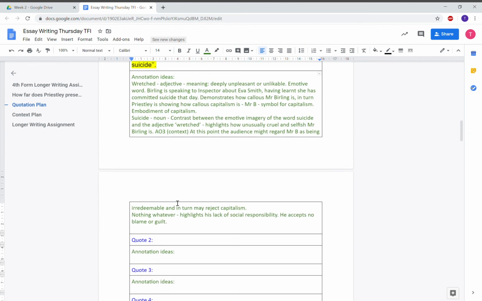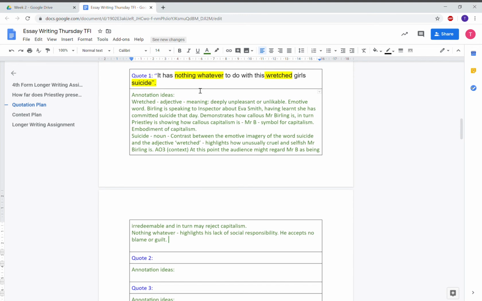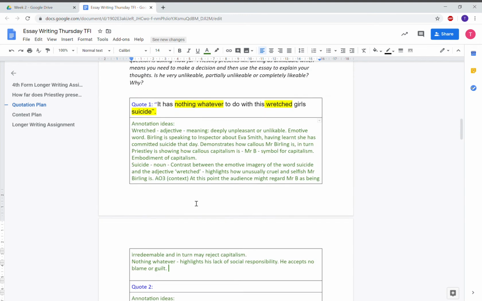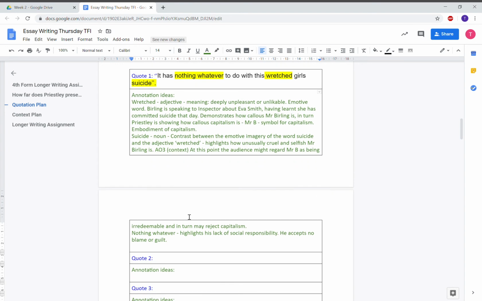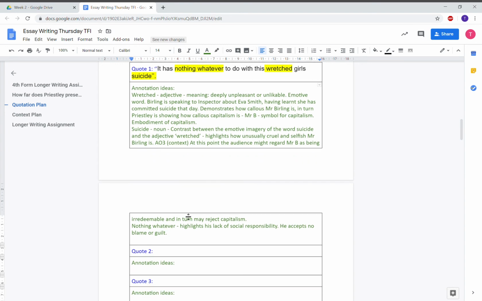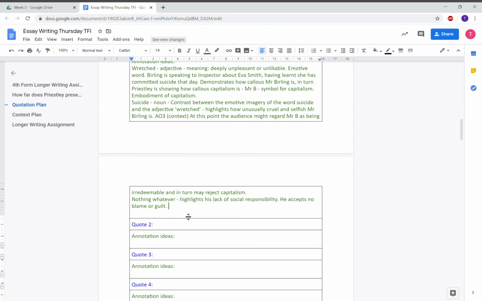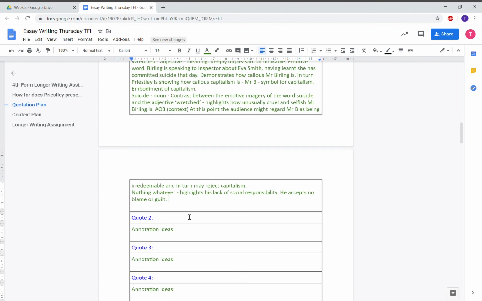What I would like you to do for today is find 4 of your own quotations, add them to this quotation plan, and add your own annotation ideas. Do this to the best of your ability. It may be as much writing as I've done, or more, or you may write slightly less. As long as you're writing to the best of your ability, that's absolutely fine. You need to make sure that by tomorrow, when you come to writing your assessment, you have this plan filled out, because it will help you to write your analytical paragraphs.